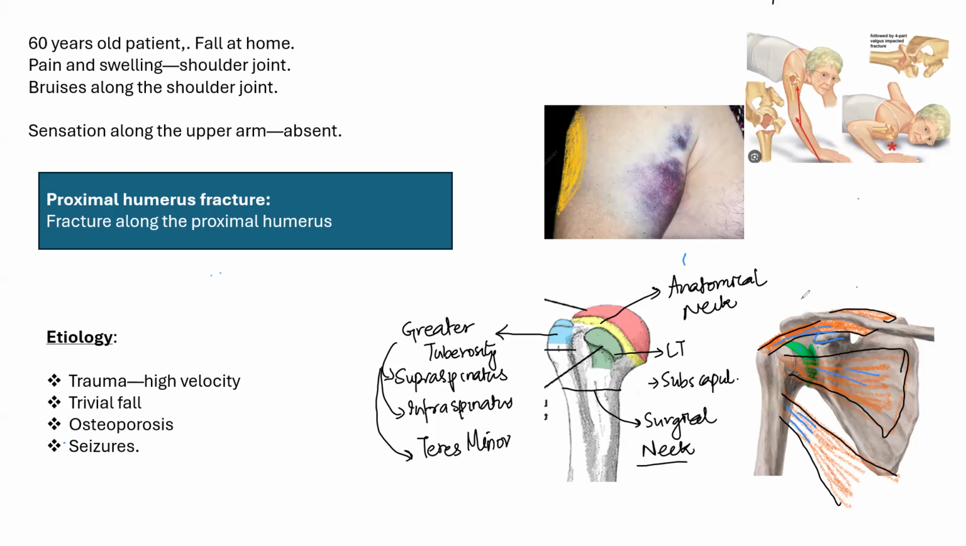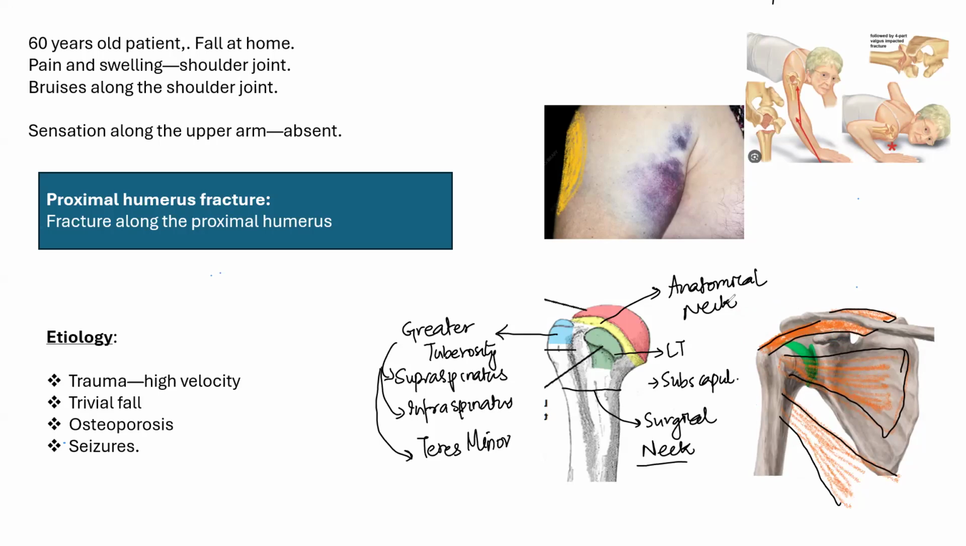Superiorly, we have one muscle arising at the superior aspect of the acromion and the clavicle, that is your deltoid muscle. So basically, we have four muscles here: deltoid, supraspinatus, subscapularis, and teres major. These muscles are important because they attach to each part of the proximal humerus, and the forces along these result in displacement of the fracture according to their action of pull.